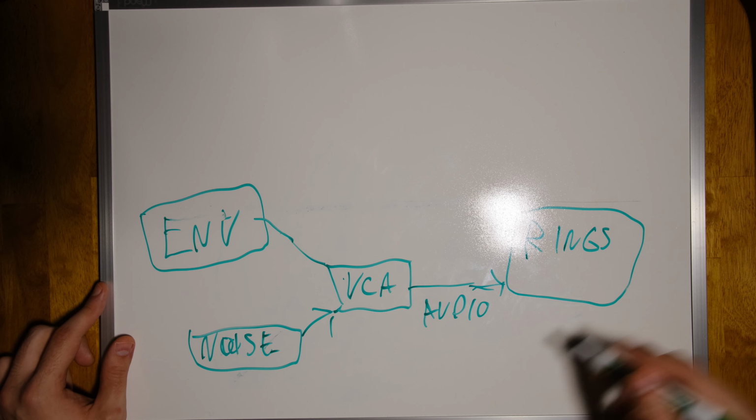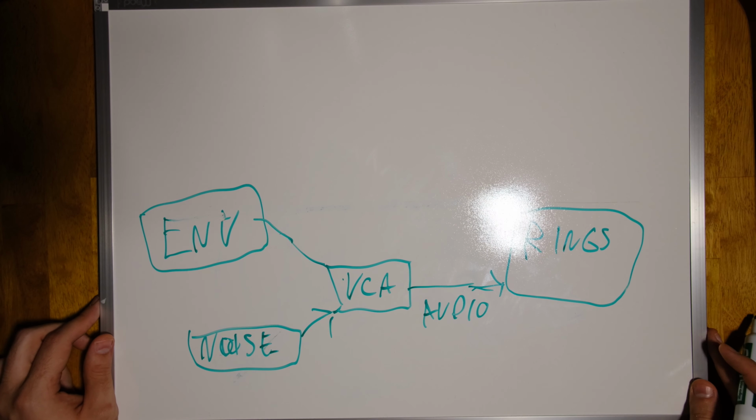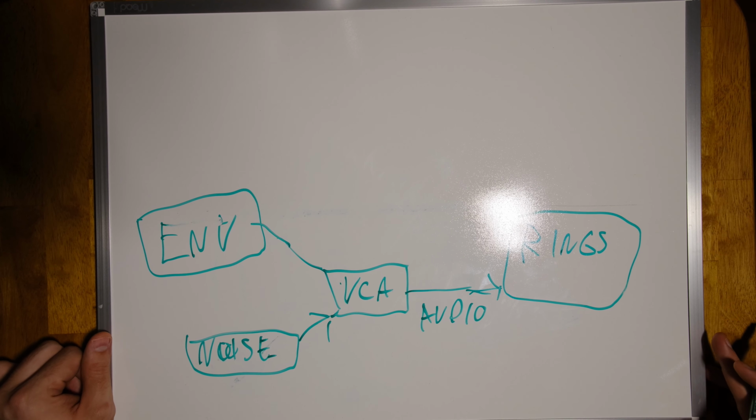And then the other part of it is that Rings needs pitch. None of this here has any real pitch to it. It's just noise, right? So if I didn't give it any pitch, it would play the same note over and over again, which maybe that's what you want, maybe not. So we're going to feed it pitch from our sequencer.